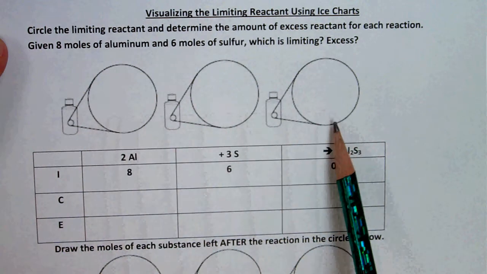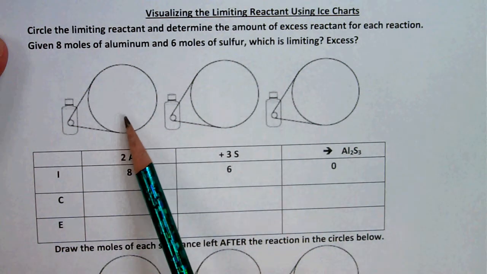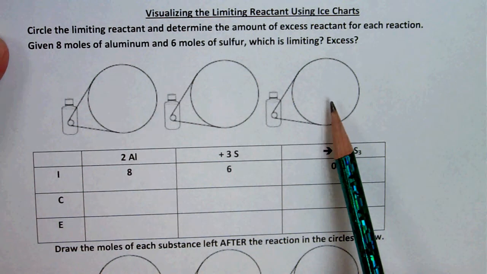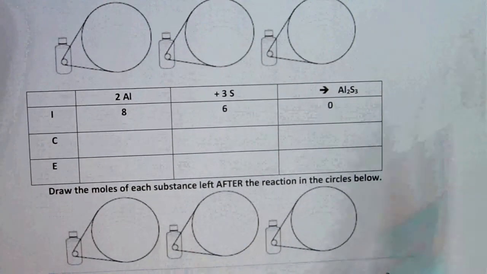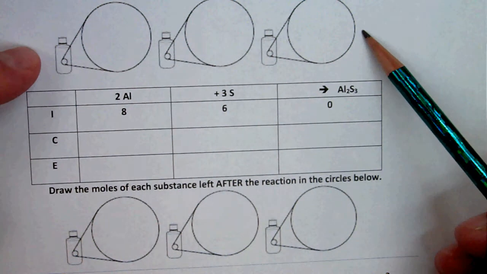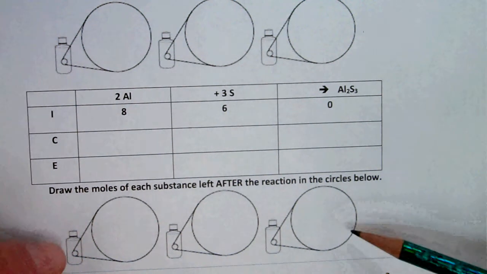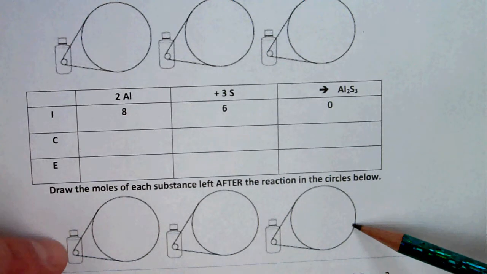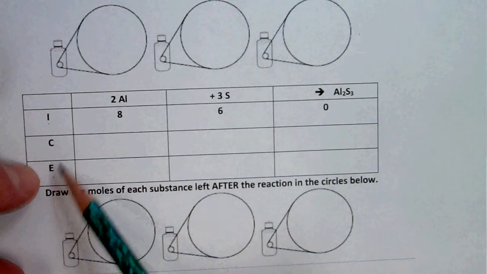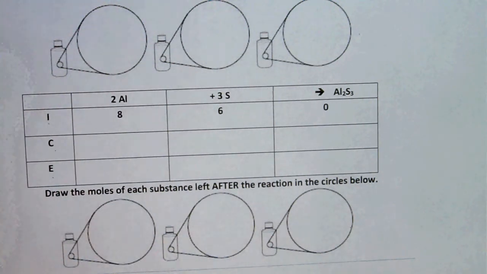You have a picture where you can draw the particle models that represent the problem, and you have another one down here at the bottom. This is for the initial, before the reaction. This is the end, after the reaction. I stands for initial, E stands for end, C stands for change.